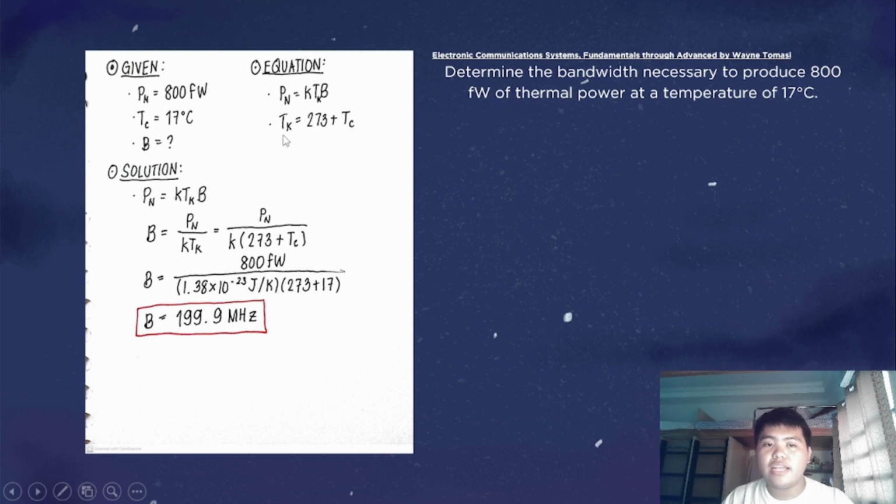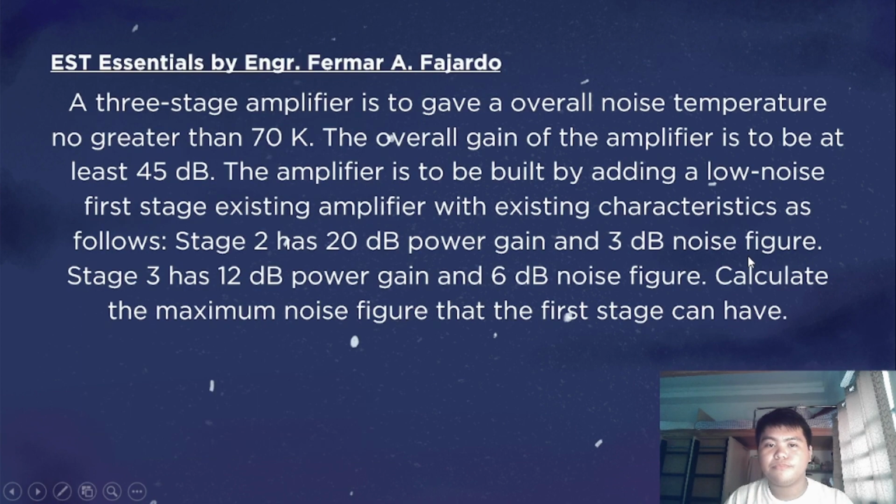Then we all know that the Kelvin is equal to 273 plus the given Celsius temperature. Then we substitute it and we get 199.9 megahertz. So therefore, it needed 199.9 megahertz to produce 800 femtowatt of thermal power at a temperature of 17 degrees Celsius.